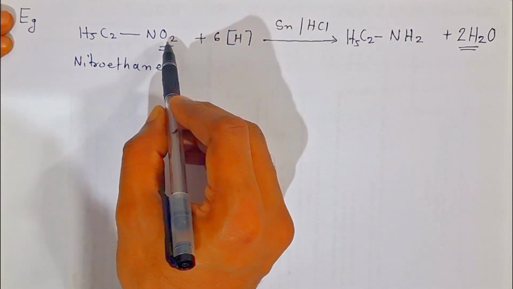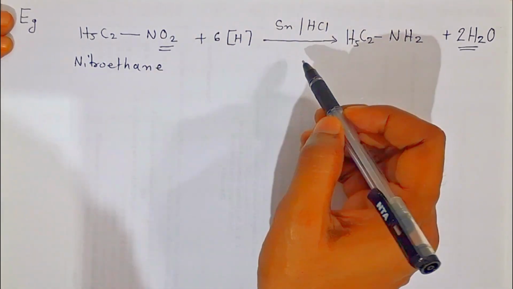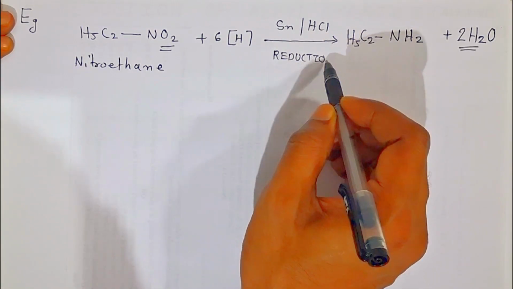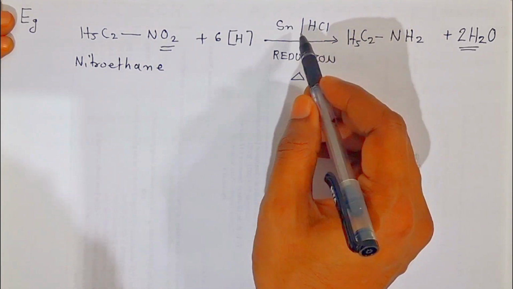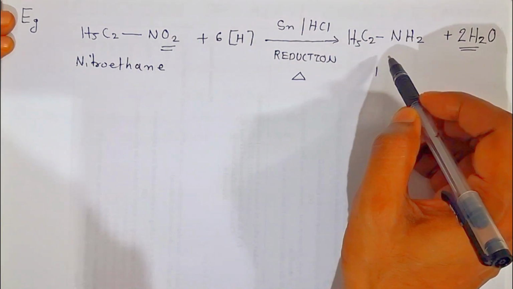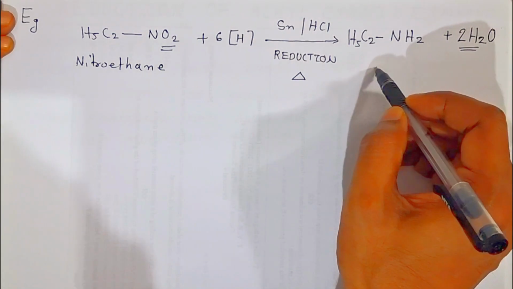So here, students, there is a removal of oxygen and addition of hydrogen, which is called a reduction reaction. Understand, students? So this is the reduction, and you have to heat it also, then only it will give you nascent hydrogen. This is the ethanamine, or you can say ethylamine.